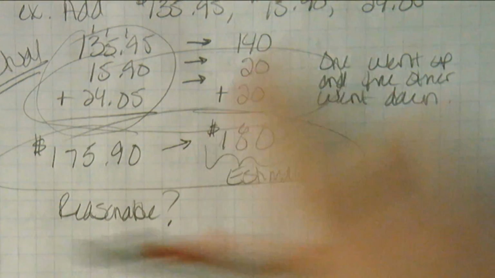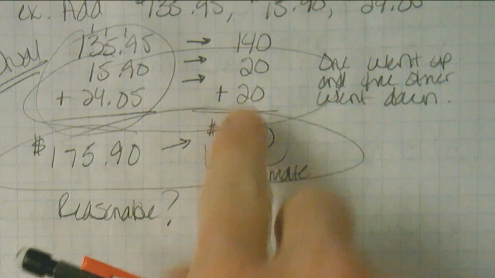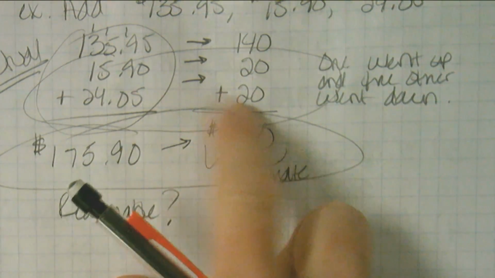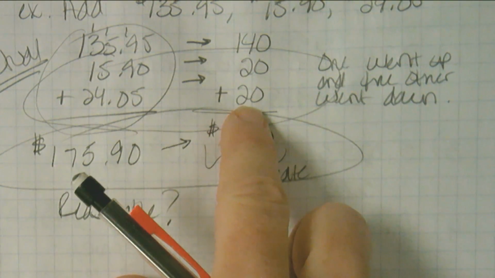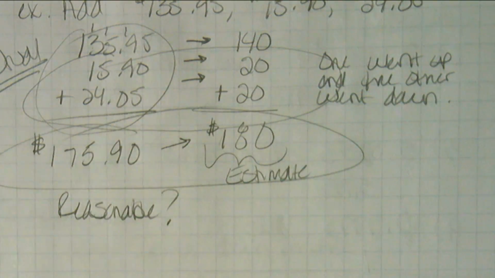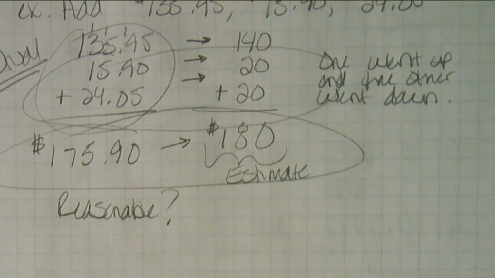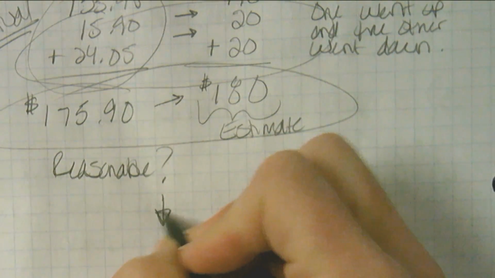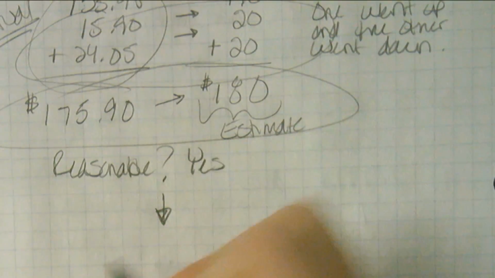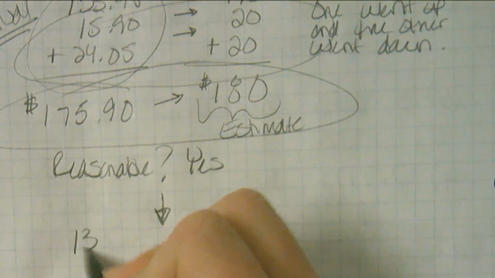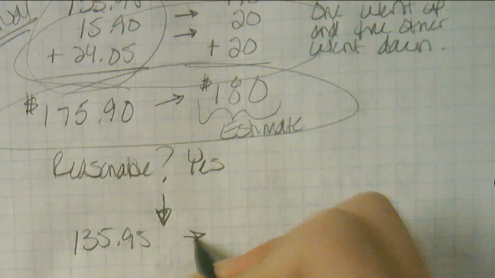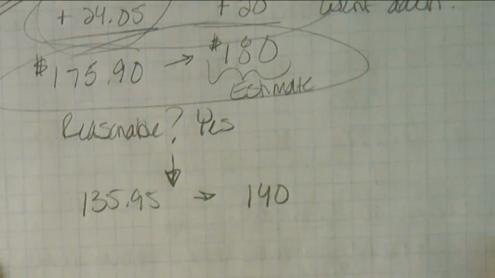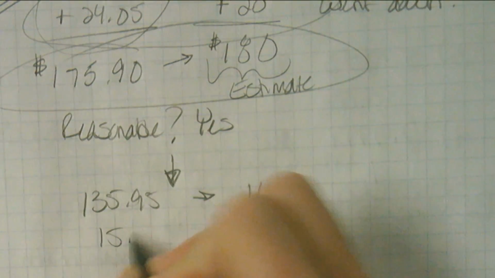All right, what I want you guys to do is the same thing, but I want you to change this, instead of 20, round it to 30. And let's see if we can compare that and see why we rounded one up and rounded one down. So let's do the same thing. And I'm going to say yes to this. And I want to say, okay, so that's 135.95. We rounded that to 140. So let's round each of them up.